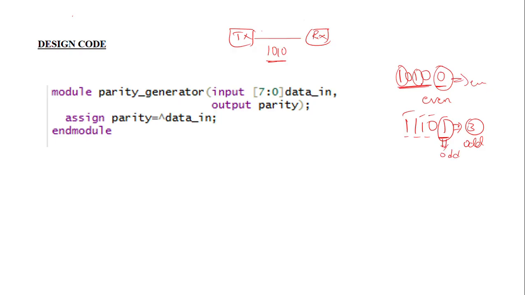So that is the simplest way. If the number of ones is an even number, it is even parity. If the number of ones is an odd number, it is odd parity. There is another method, using 0 and 1.